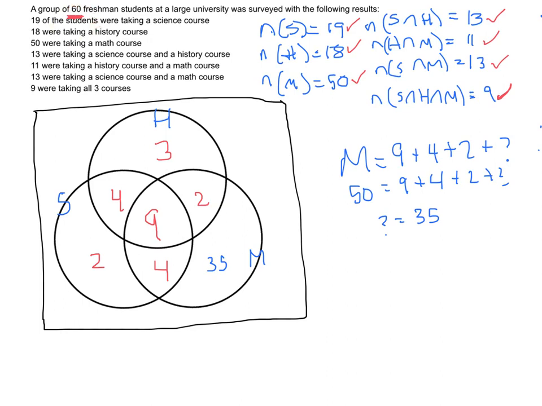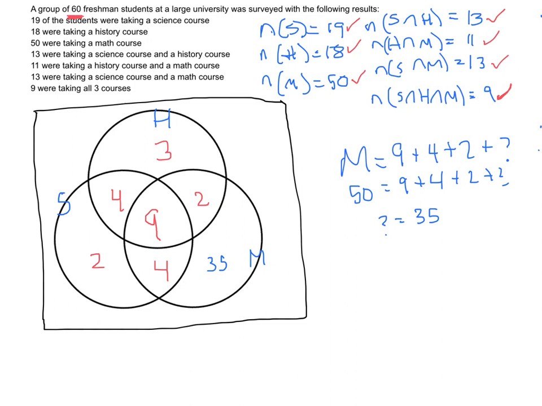Well, here's the thing. We need to add up everything that we have in all of these circles and make sure that our numbers make sense. So let's add them up. We have 3 plus 4 is 7, plus 2 is 9, plus 9 is 18, plus 2 is 20, plus 35 is 55, plus 4 is 59. So in all of my circles, I have 59 elements altogether.